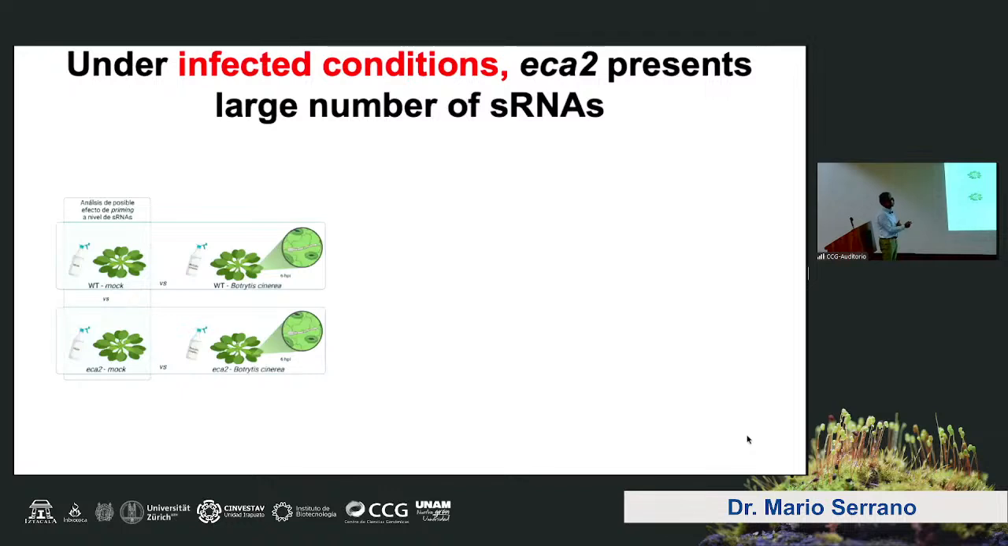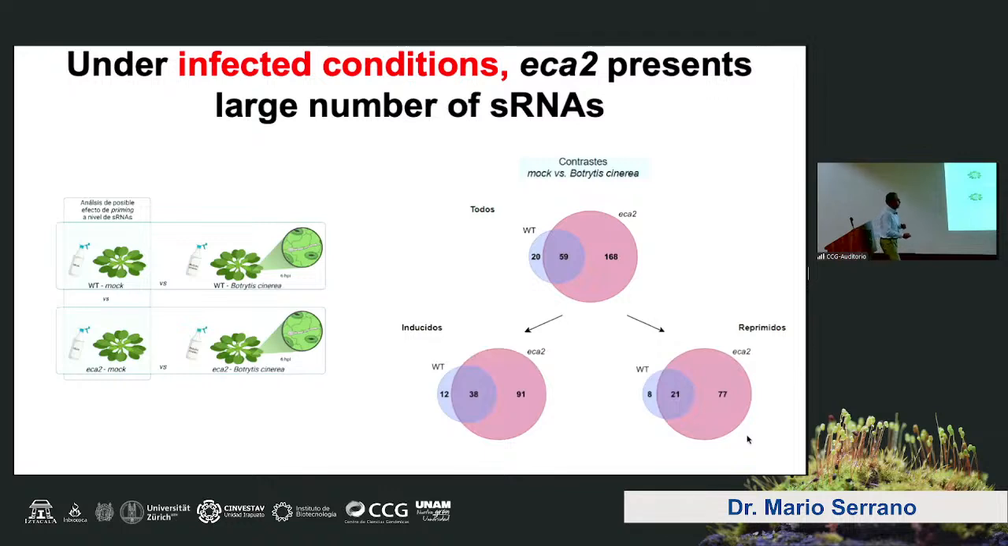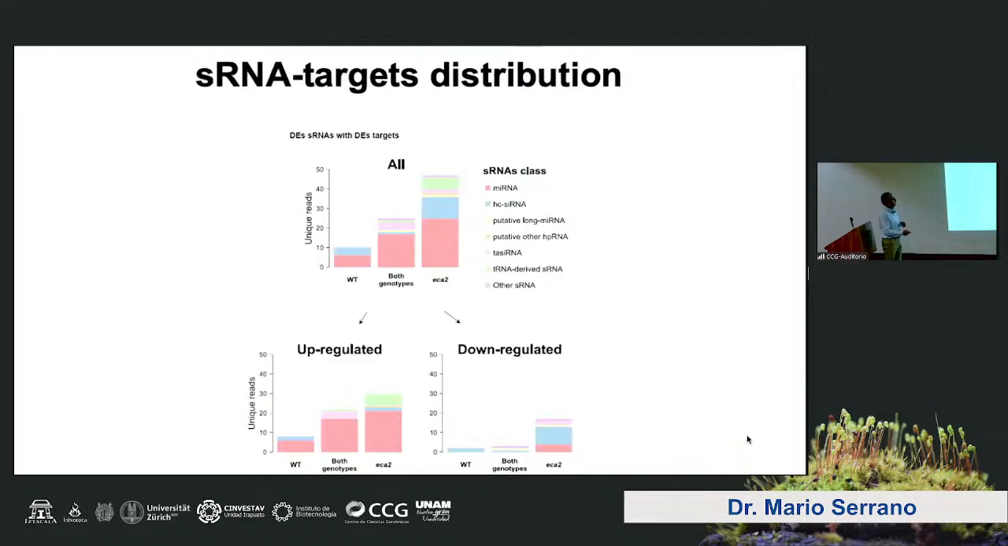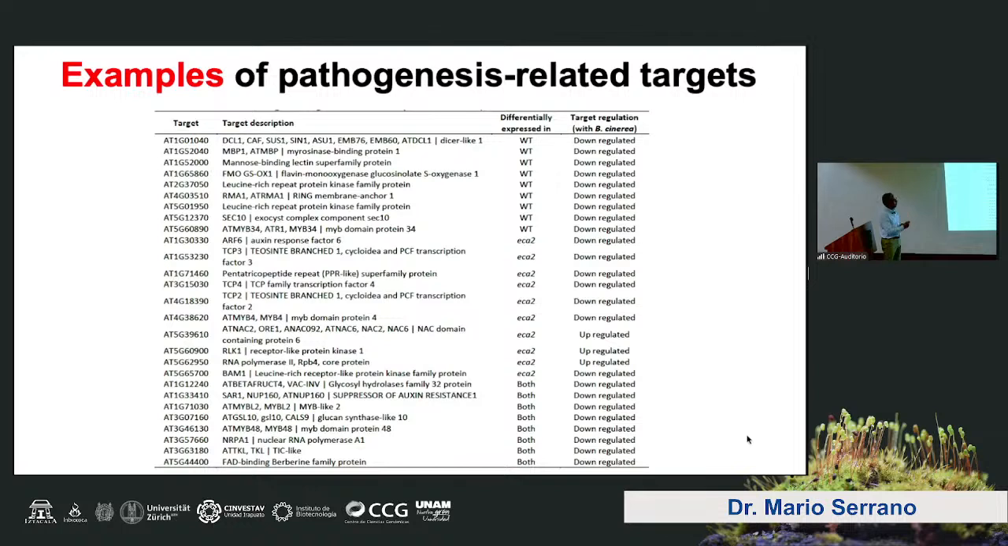Then we asked the question: what happened under the infected conditions? Here it was also a nice surprise that ICA2 has a really massive number of small RNAs accumulated under this condition at 6 hours. Again, most of them were induced, but some were also repressed. And he classified them again; here we see the miRNAs and also the heterochromatin-related small RNAs. Once more, he went through the predictions of the pathogen-related targets, and he found many of them.